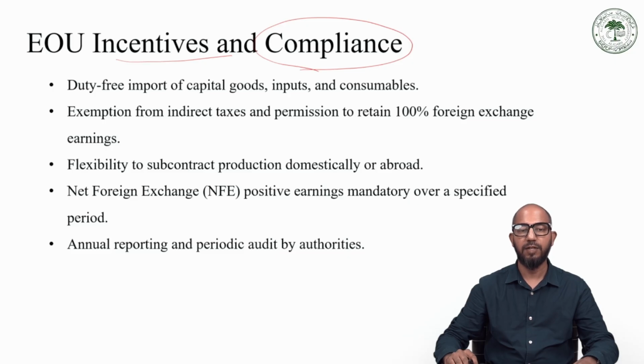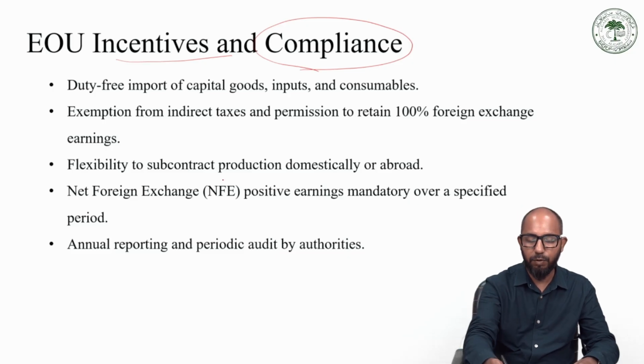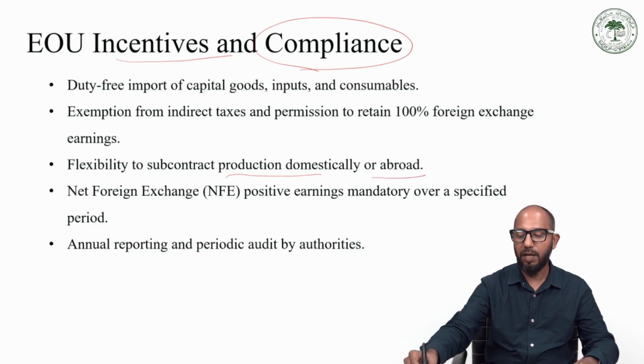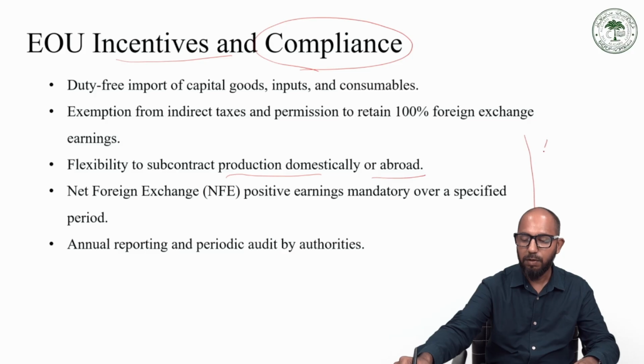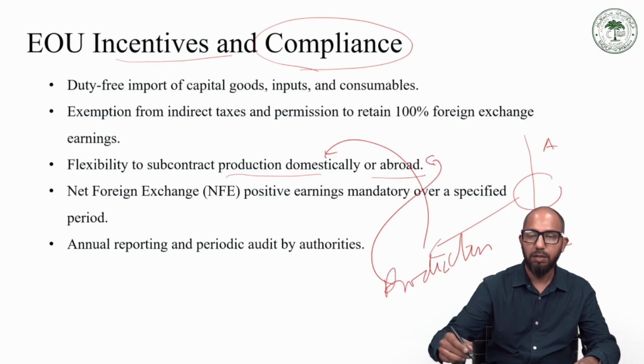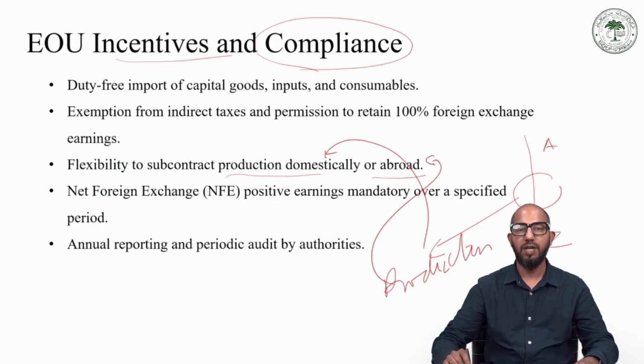There is also flexibility to subcontract production domestically or abroad. It means that if they have a line of production from A to Z, in between, they can outsource the production to other industries and companies, both in India as well as in other foreign countries. This helps them to minimize the cost and also utilize a skilled workforce which is present in other regions of the country or in other parts of the world.